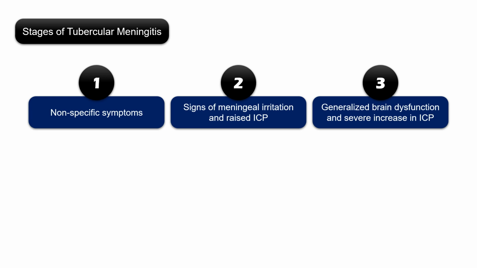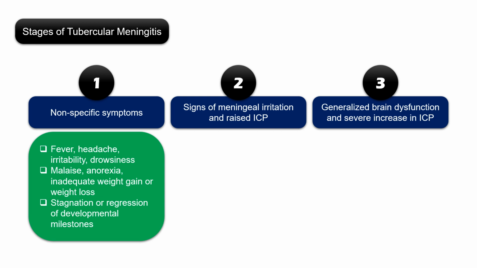First stage, non-specific symptoms. So what are the non-specific symptoms? Fever, headache, irritability, drowsiness, malaise, anorexia, inadequate weight gain or weight loss, and stagnation or regression of developmental milestones. So some forms of neurodegenerative disorders or post-infective demyelinating disorders can also have confusion in diagnosis like this. So initial stages may overlap. Non-specific symptoms are seen in the first stage of tubercular meningitis.